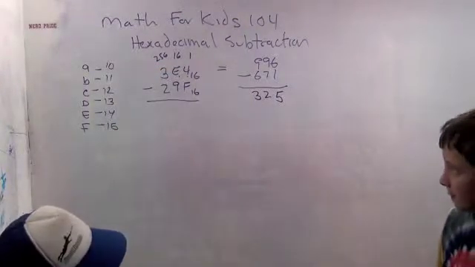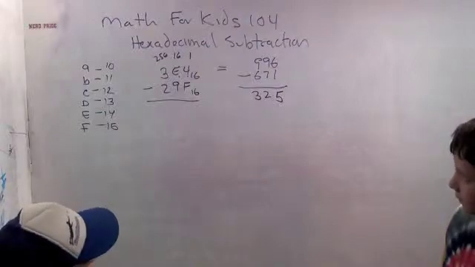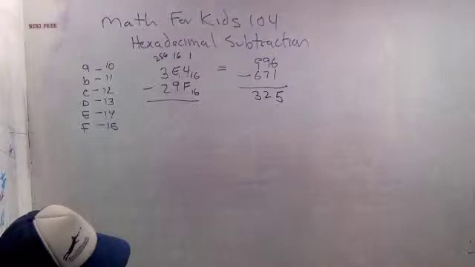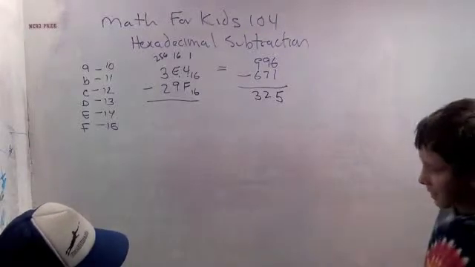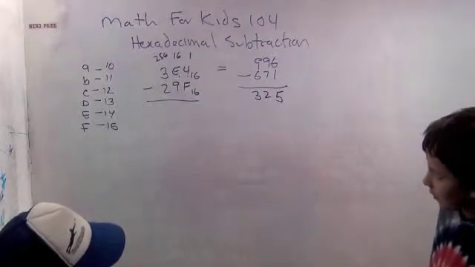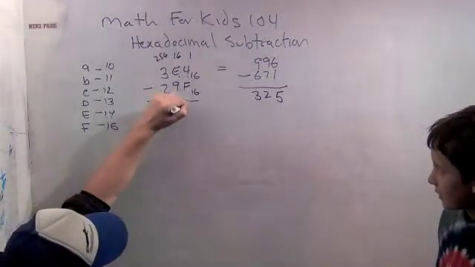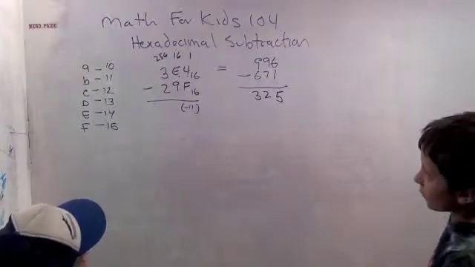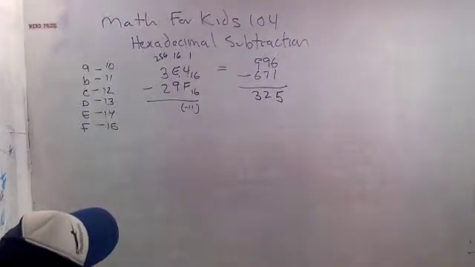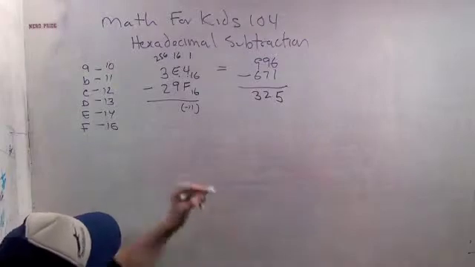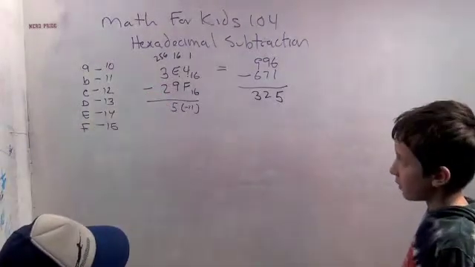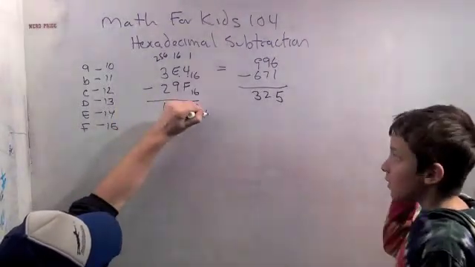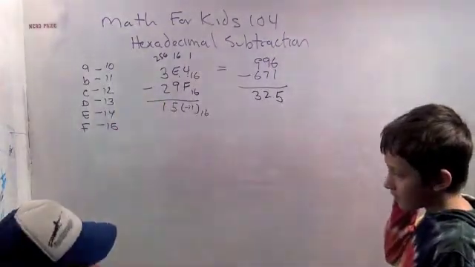4 minus F is 4 minus 15, which is negative B, or negative 11. Let's just call it negative 11 for now. E minus 9 is 14 minus 9, which is 5. And 3 minus 2 is 1. So we get the hexadecimal number 1, 5, minus 11, base 16.